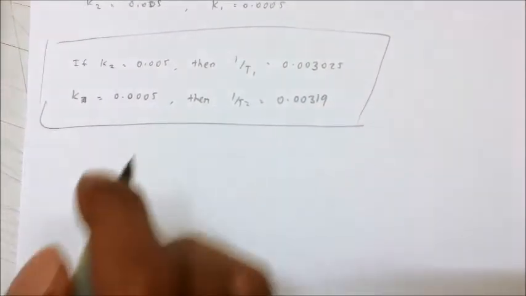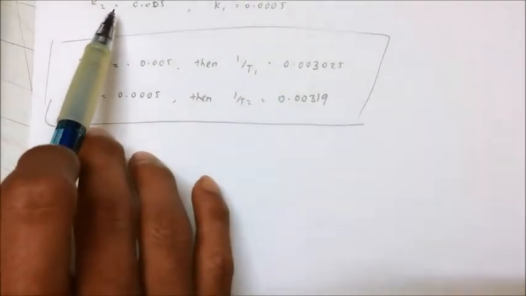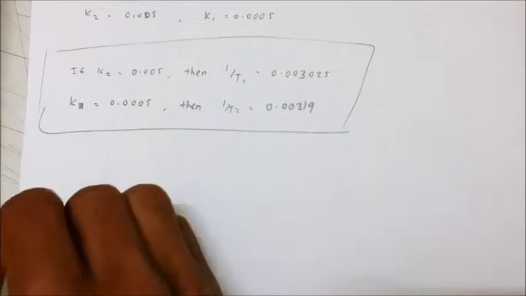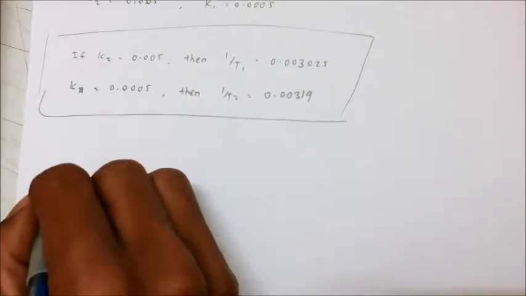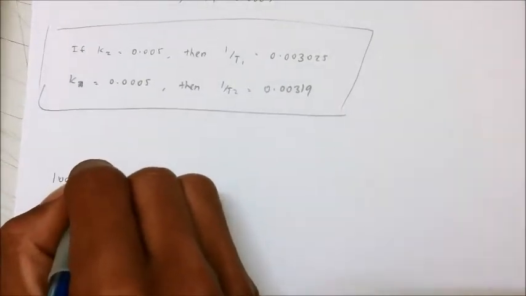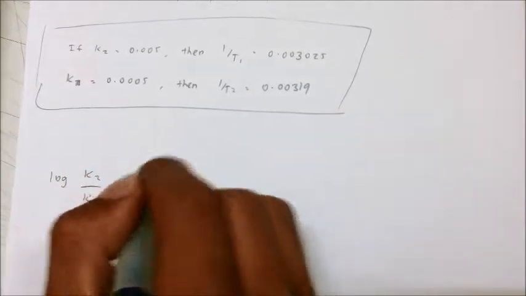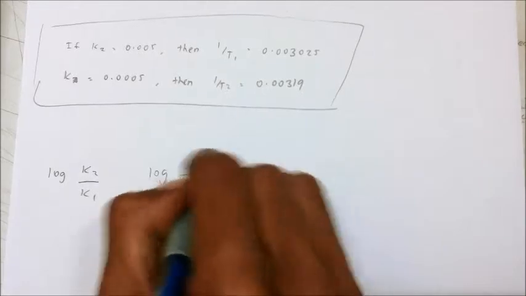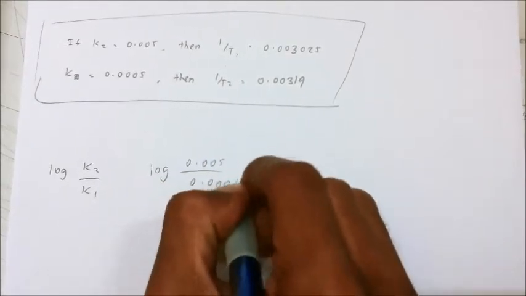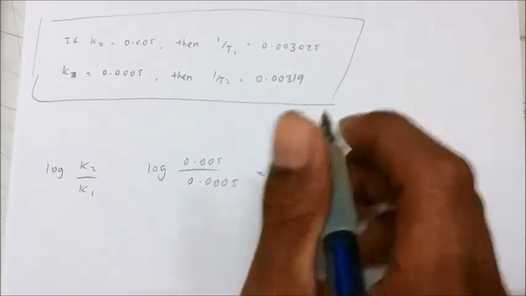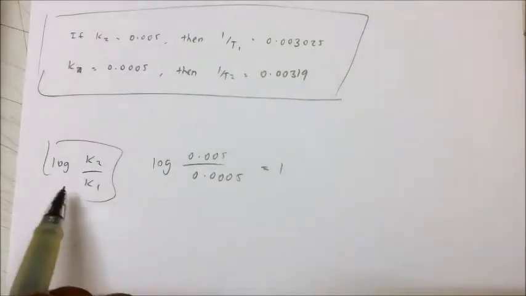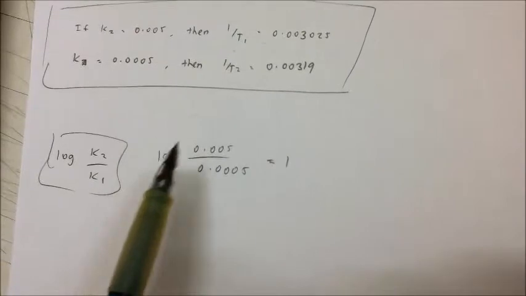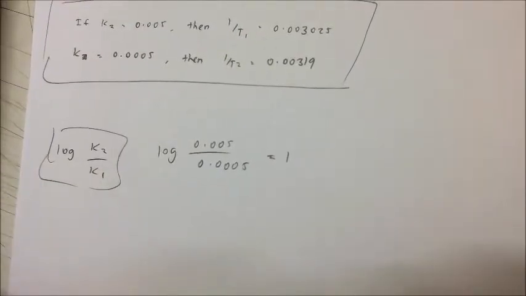Before that, why do we choose k2 equal to 0.005 and k1 equal to 0.0005? Because in the equation we have this expression, right? Log k2 over k1. So if we take log of 0.005 over 0.0005, we get the value of 1. So we can exclude this expression from the main equation.